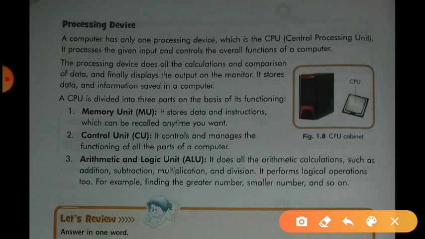A computer has only one processing device, which is known as CPU, and CPU stands for Central Processing Unit. It processes the given input and controls the overall function of a computer. Dear students, the processing device does all the calculation and comparison of data and finally displays the output on the monitor. It stores data and information saved in a computer.